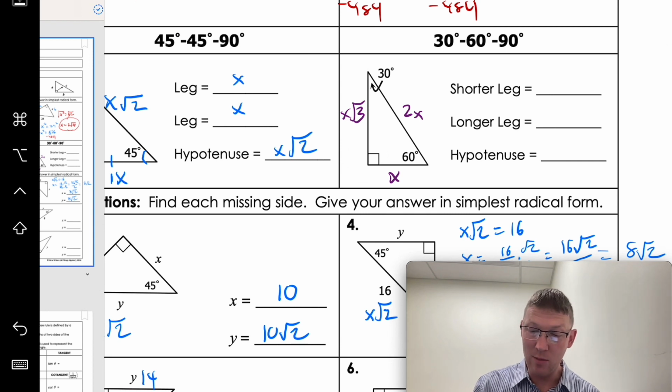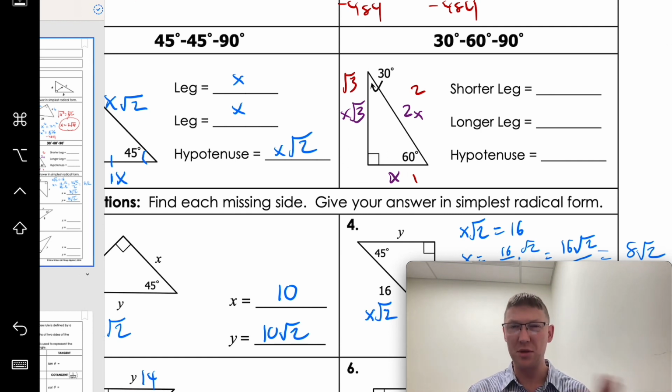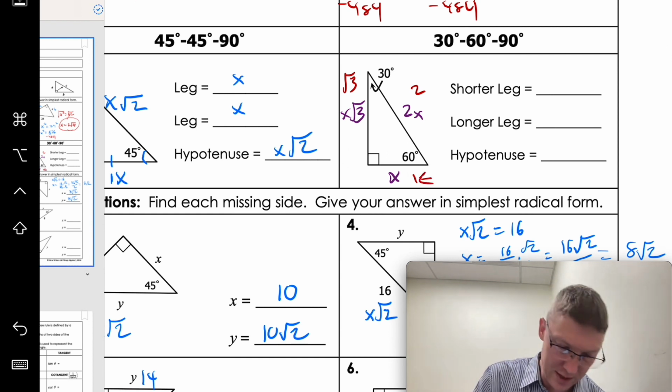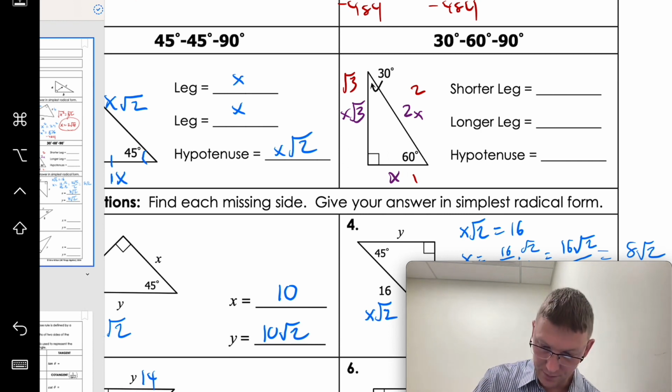The way I remember it is I always call it 1, 2, square root of 3, because that kind of goes in order, right? 1, 2, 3. But you have to remember that there's that x there. So this is not always 1, but it's a multiple of 1. But that's just how I remember it. 1, 2, square root of 3.